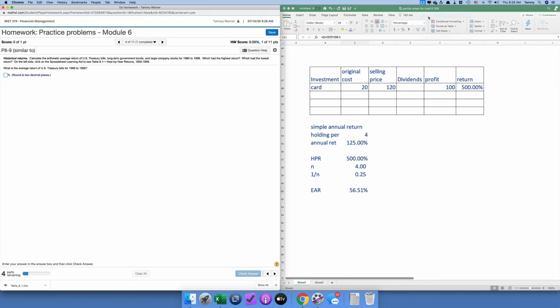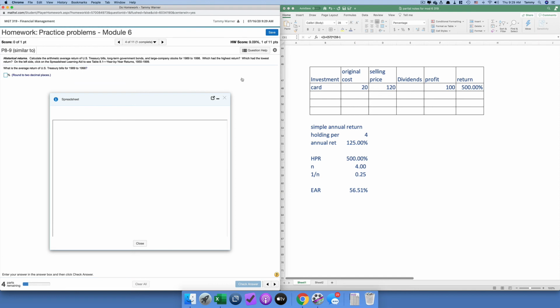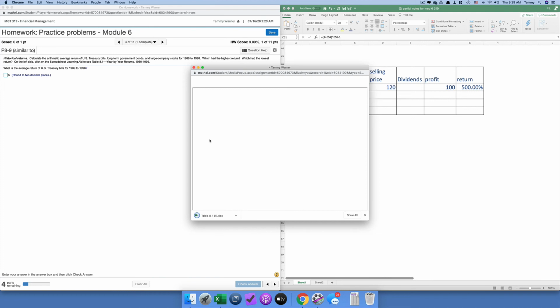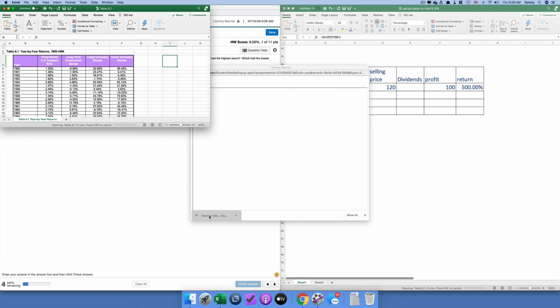Okay, so the next one, they're asking you to calculate the average of T-bills, bonds, and large company stocks for a certain period of time. And they say on the left side, click the spreadsheet learning aid to see table 8.1 year by year returns. Well, I don't know about you, but on my sheet, it's on the right side. So you go to question help, then you go to spreadsheet. You wait for the silly thing. It's a pop-up, so you might have a problem with your pop-ups. Then you can open the thing.